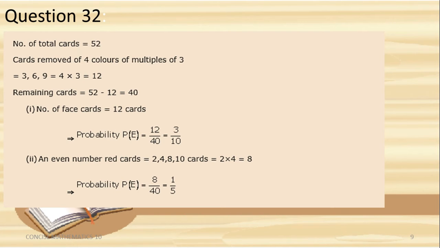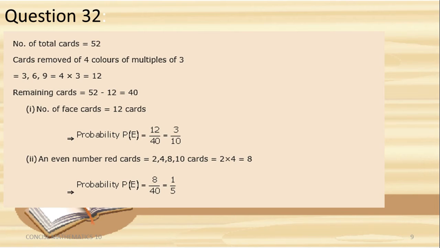Next, question number 32. Question number 30 and question number 31 are solved in the textbook. Kindly go through and solve them by yourself. From a pack of 52 playing cards, all cards whose numbers are multiples of 3 are removed.